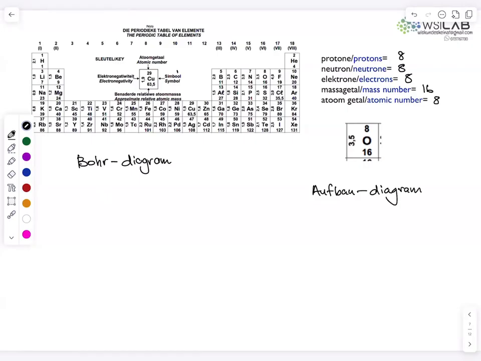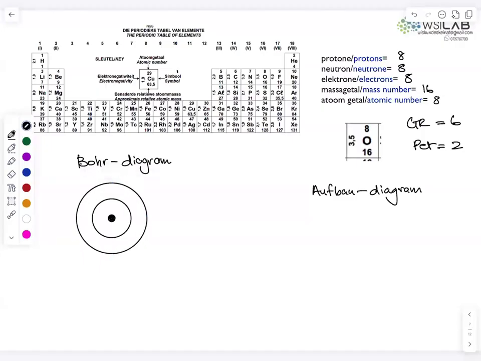So it would be, let's first get the group and the period right. The group is 6 and the period is 2. Good. So in the Bohr diagram, it's nice and easy now, because I know I only have to draw 2 areas or energy fields where the electrons can move. And in the Aufbau diagram, I have energy level number 1 and number 2.